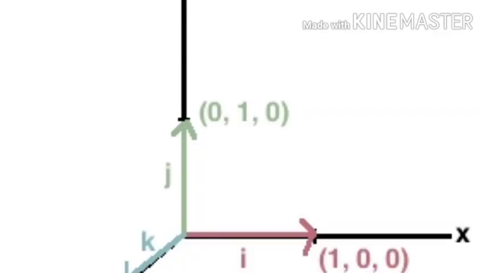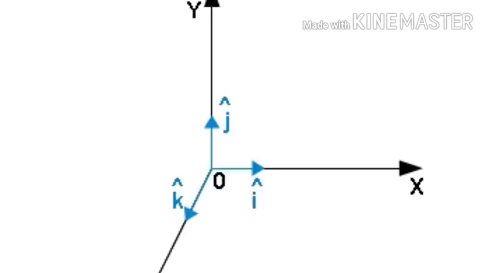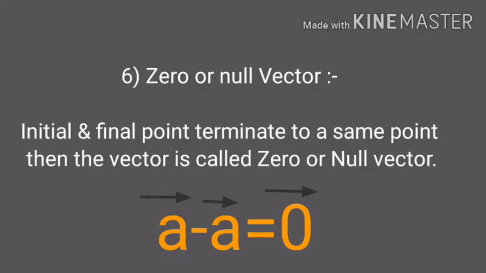If we consider a three-dimensional coordinate system, then there are three axes. The axes are x, y and z. So the unit vector along the x-axis is i cap, the unit vector along the y-axis is j cap, the unit vector along the z-axis is k cap. Number 6, zero or null vector. If the initial point and final point of a vector terminate at the same point, then the vector is called zero vector or null vector.